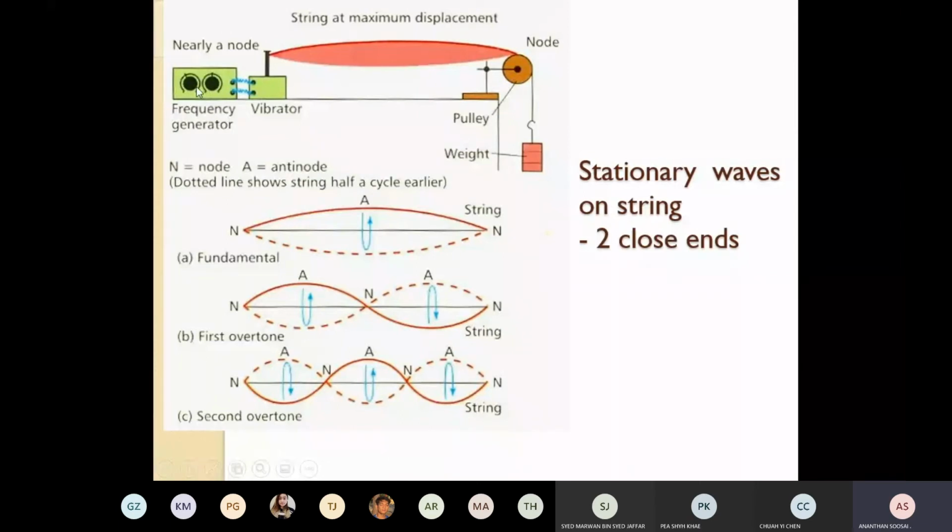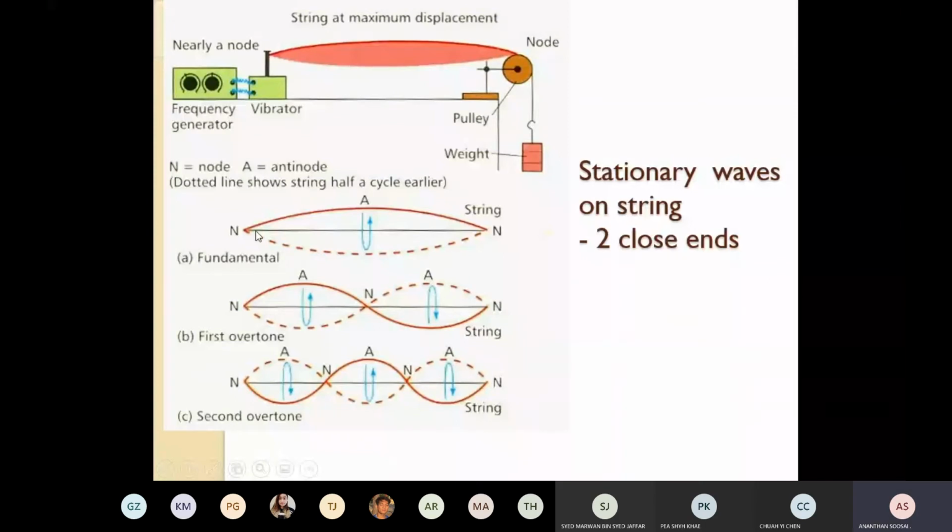The frequency generator is a device that can change two things of the oscillation. It determines the frequency of the oscillation of the oscillator or the vibrator, and it also determines the amplitude of the vibrator. So frequency and amplitude. You adjust your frequency, and this oscillator is going to oscillate the string with the same frequency. So the string is going to produce an incident and reflected wave, and it can form a stationary wave at one particular frequency. So these are the patterns it can form.